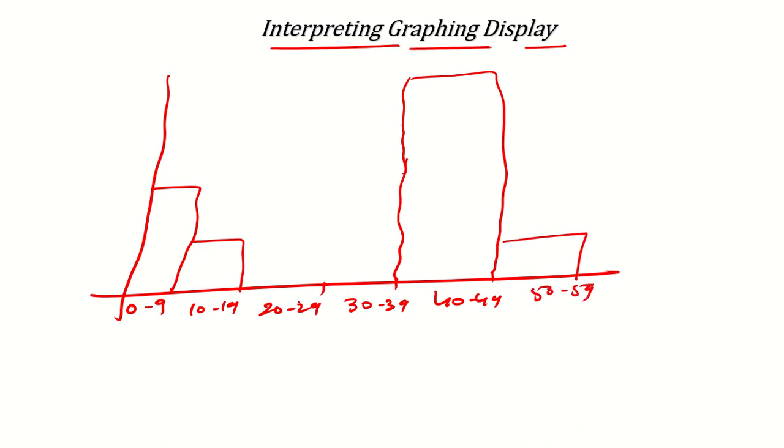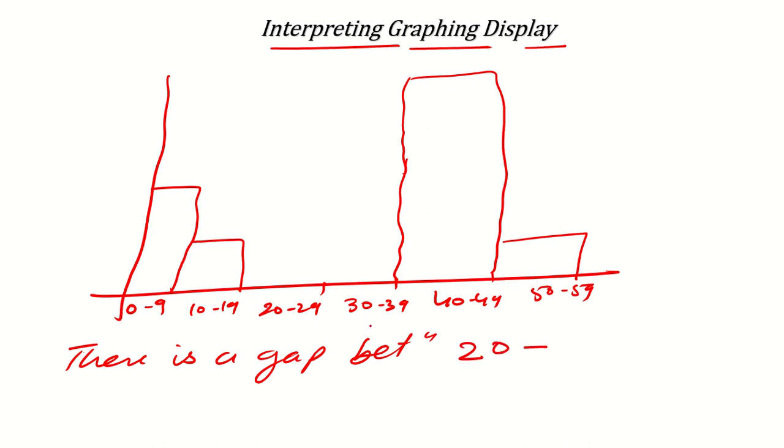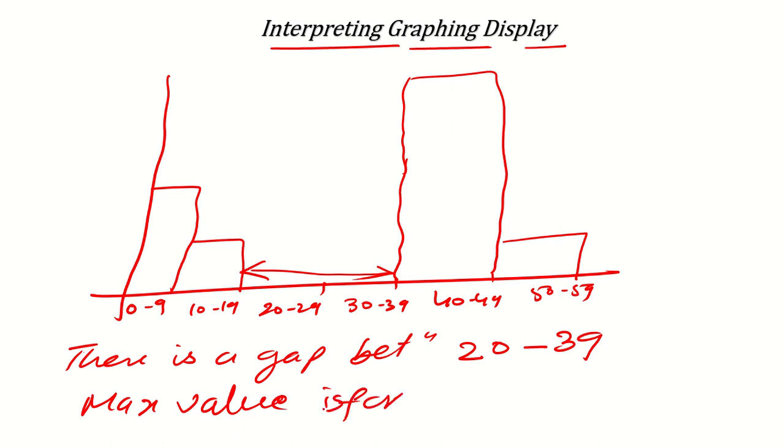So how will you interpret this data, this graph? You will say there is a gap from 20 to 29 and 30 to 39, because they are in continuation gap. So you can write 20 to 39. There is a gap. Okay. The maximum value is for 40 to 49 because you can see this is the maximum bar height. Yes, and the minimum you can say for this also because this is the minimum.